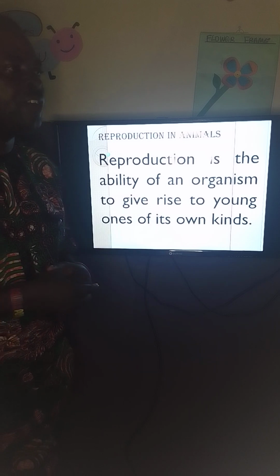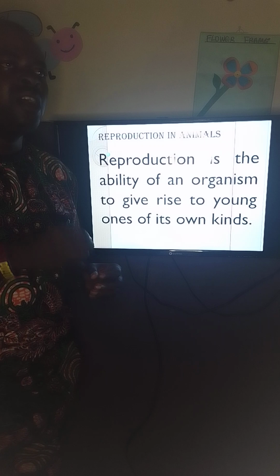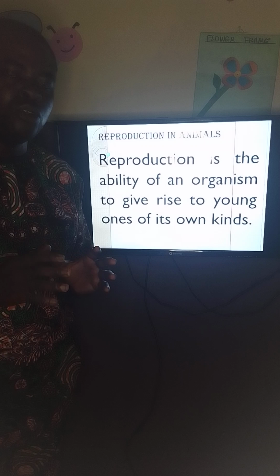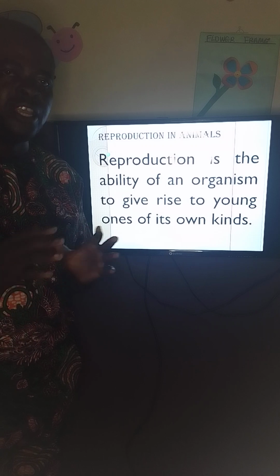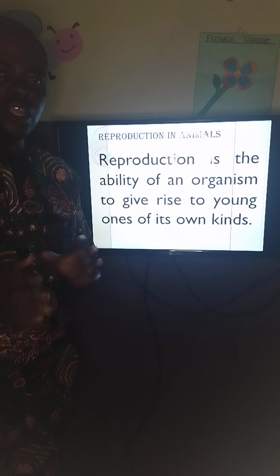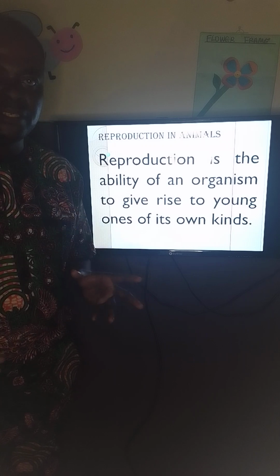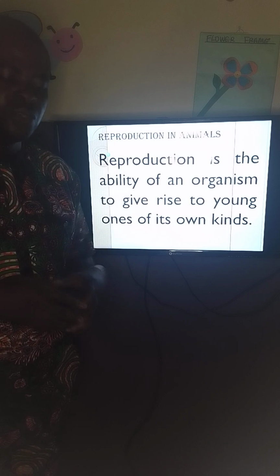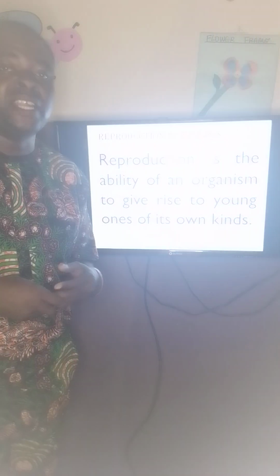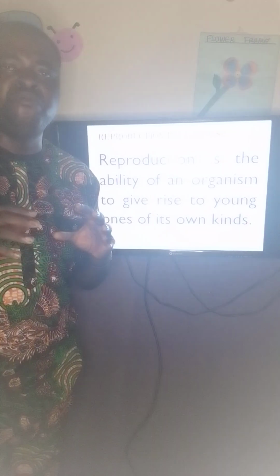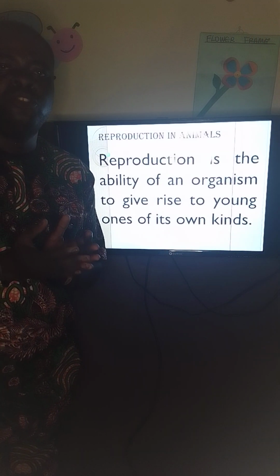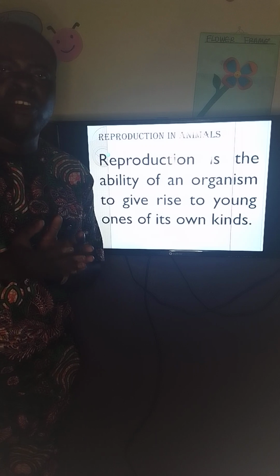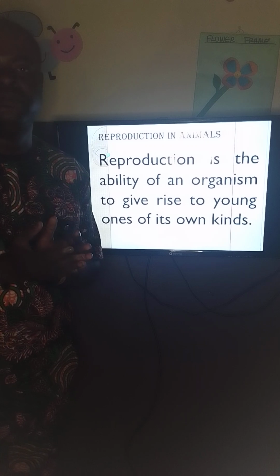Another thing to take note of here is that organisms produce young ones of their own kinds. A goat produces a goat. A dog produces a dog. A human being produces a human being. So that is what we mean by their own kinds. The major reason reproduction is important is that it makes an organism not to be endangered. That is, it preserves an organism and prevents the organism from going into extinction.